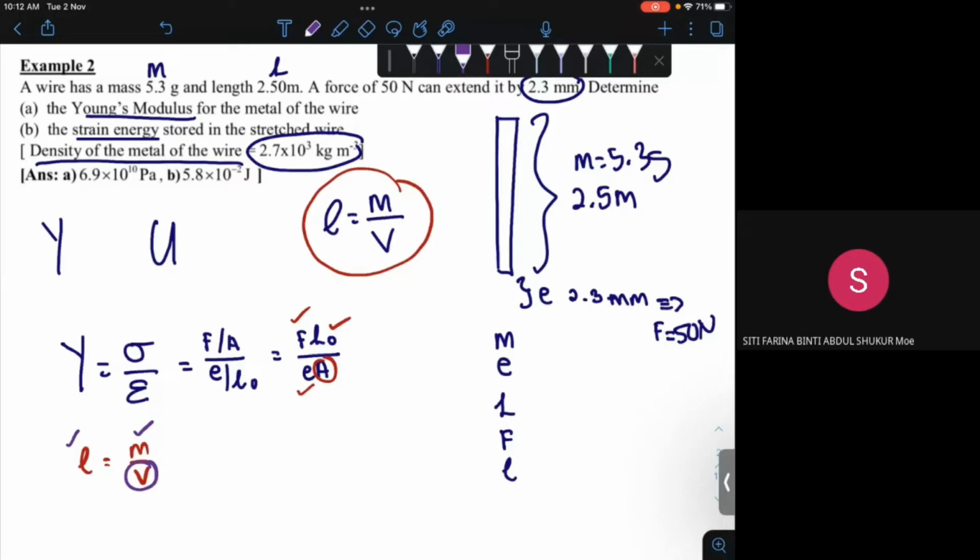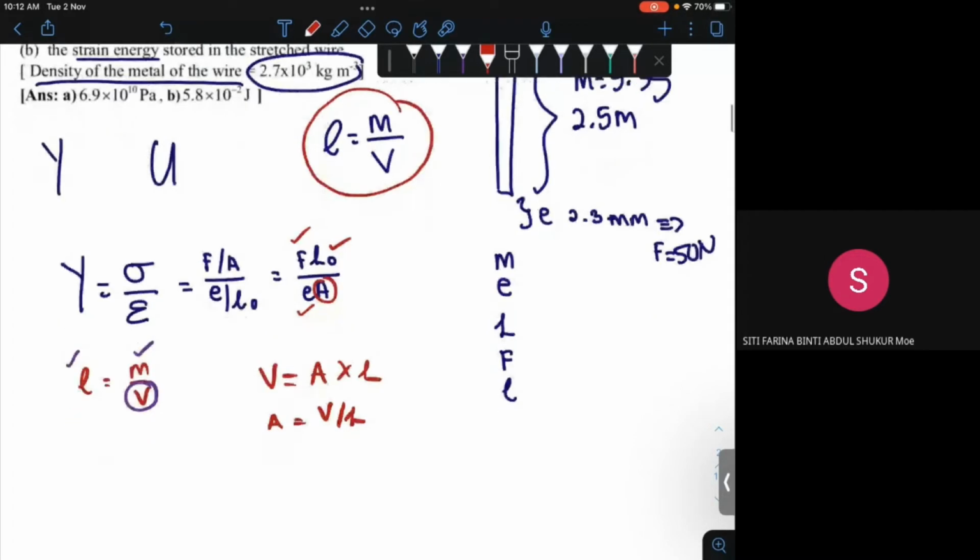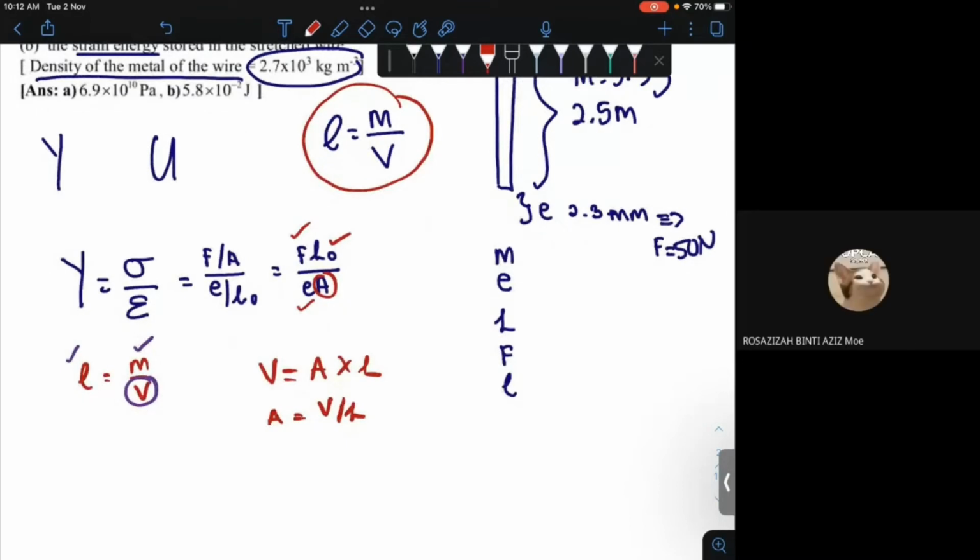However, you can relate the information of the volume yang kita akan dapat daripada equation density ini dengan kamu punya area, sebab volume adalah area darab dengan length dekat sini. Okay, volume adalah area darab dengan length. So to get your area, volume bahagi dengan length. Kau boleh dapat area. So area masukkan dekat sini.